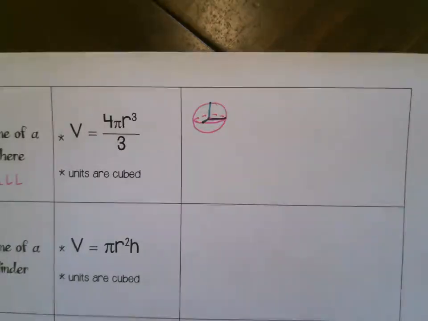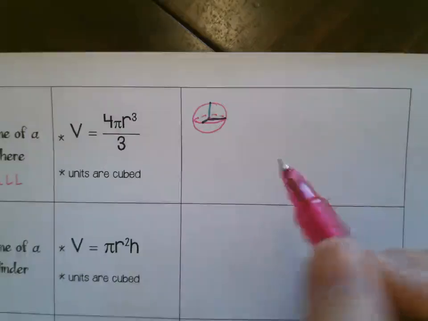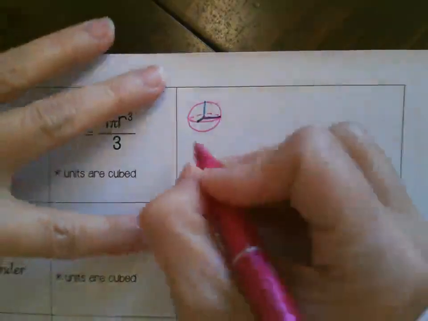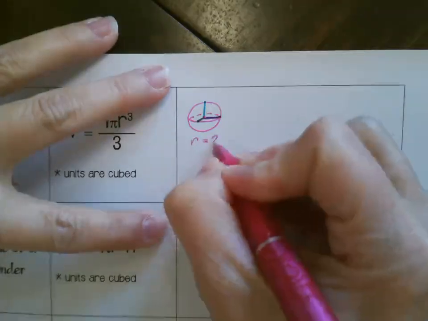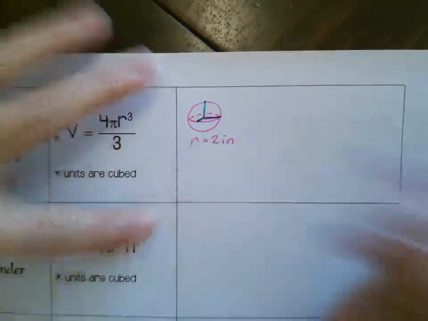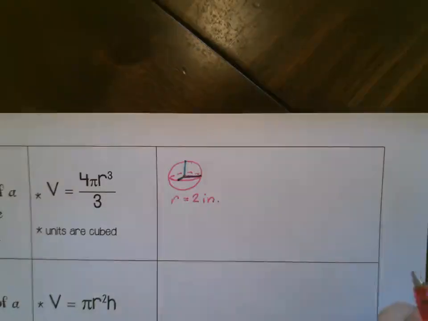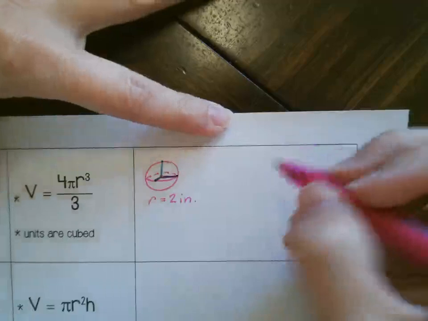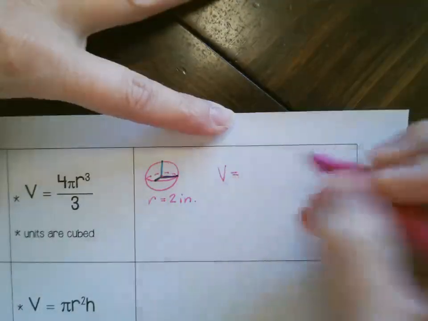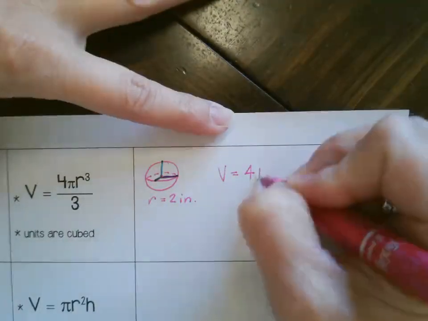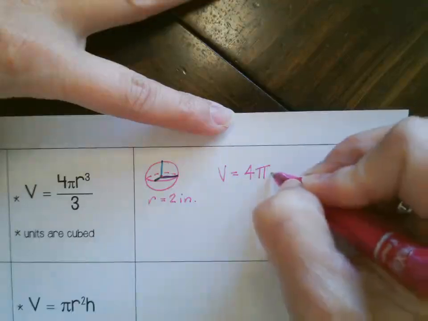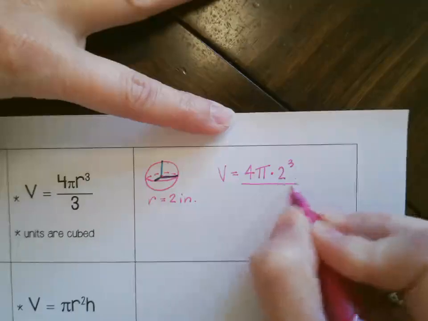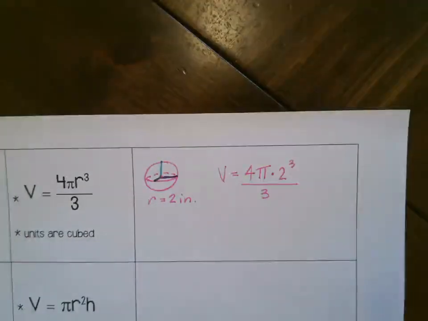So our formula is 4 pi radius cubed, because I have 3 radii in there, and then divided by 3. Given this picture, let's say I know the radius is 2 inches. If I want to find the volume of my orange, and the radius is 2 inches, then I need to do 4 times pi times 2 to the third, and then divide my answer by 3.